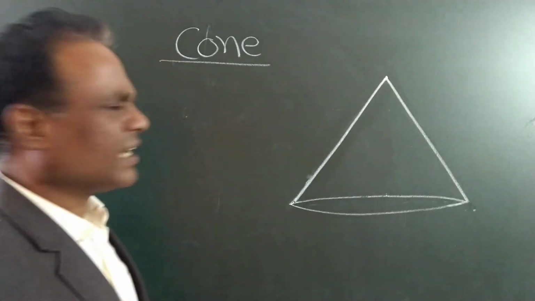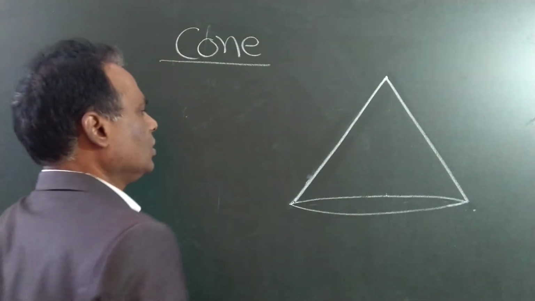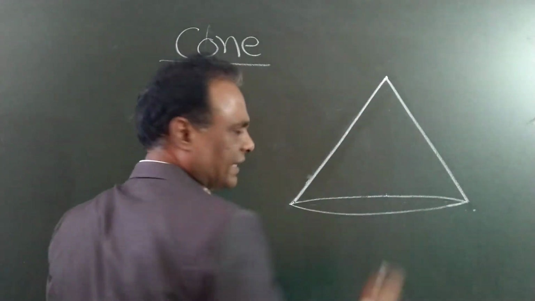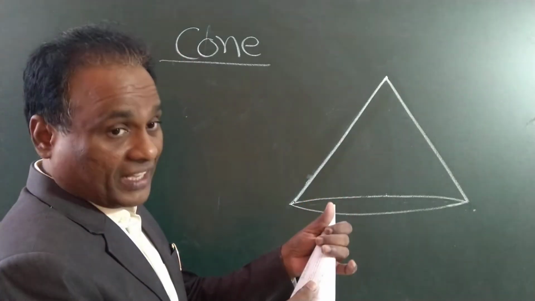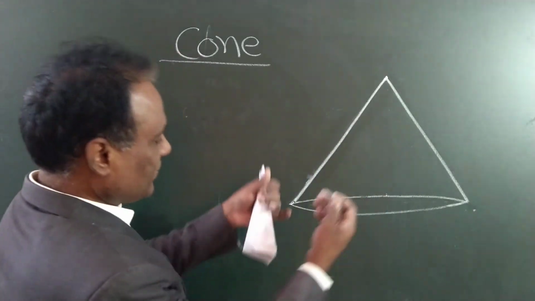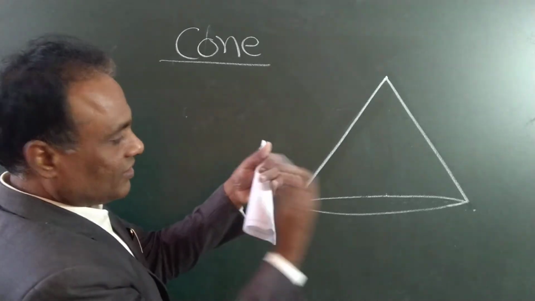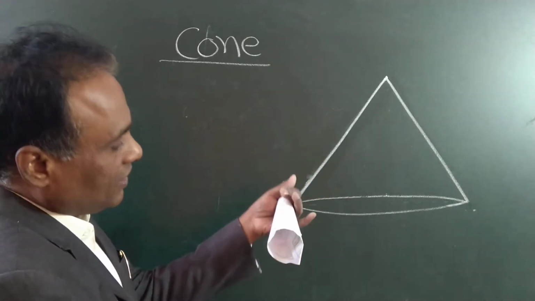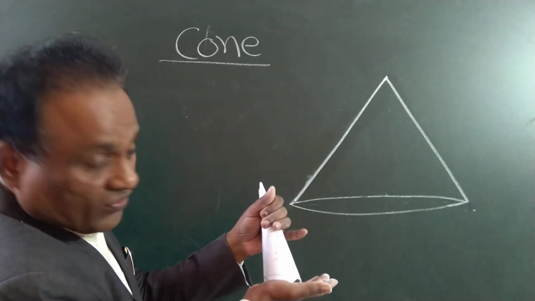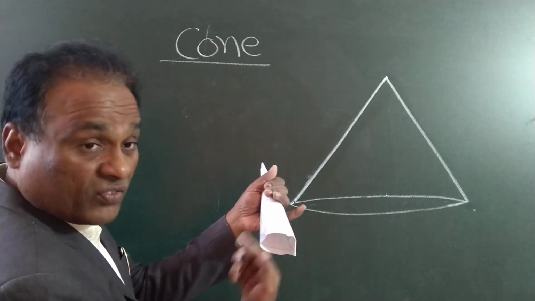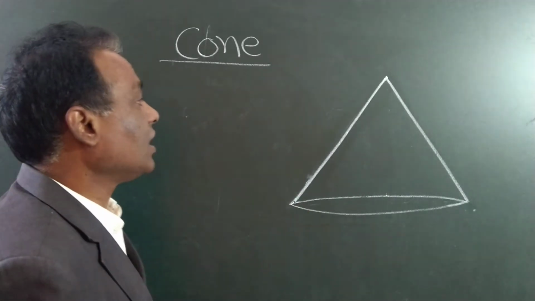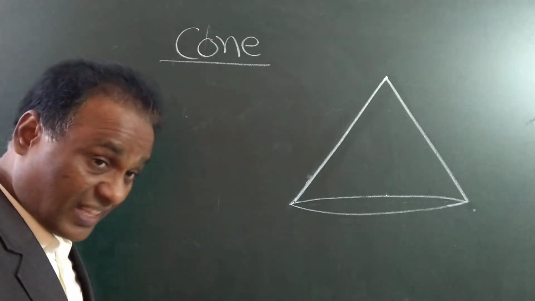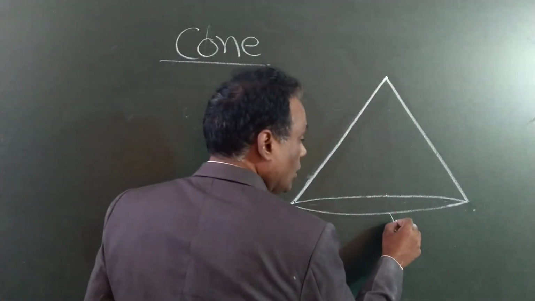This is a cone. It looks like a triangle from one side, but it is a 3D figure. If you see from this side or this side, all sides will be the same, and the base will be a circle shape, a round shape. So this is the cone. In this, the base is a circle, no?